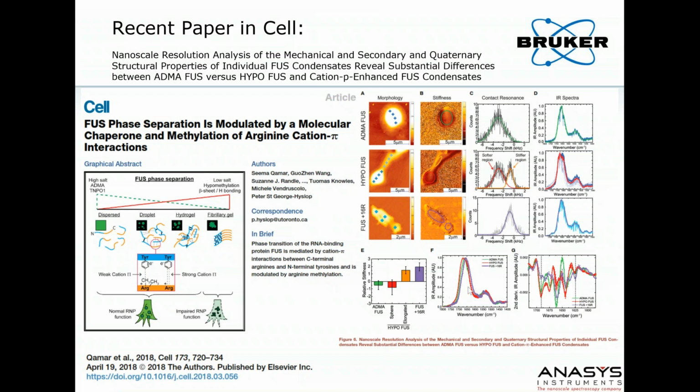And if we overlay the spectra now, the co-average spectra from the different domains, you can see that the signal to noise is good enough that you can do second derivative spectroscopy of the amide-1 band and get more information about the proteins there. So the bottom line is you can get information about the mechanical, secondary, and quaternary structure properties of individual FUS condensates and get substantial differences depending on the way they're set up to bind.